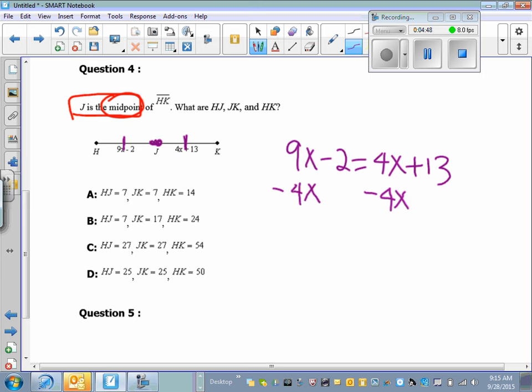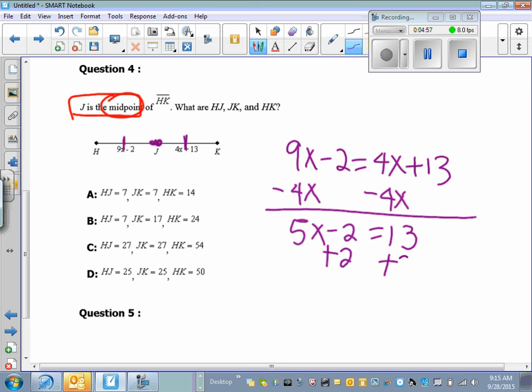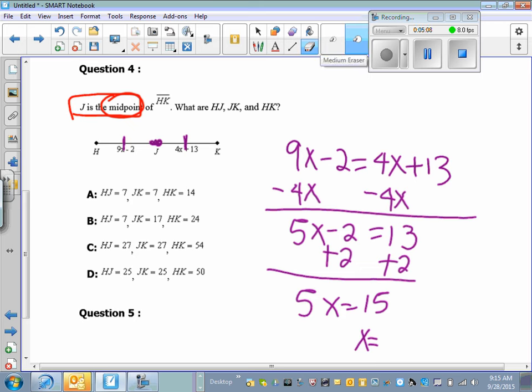Since both are on different sides of the equal sign, you have to do the opposite. So I do minus 4x from both sides, which gives me 5x minus 2 equals 13. Then I do plus 2, so 5x equals 15. Then you divide by 5, and x is going to be 3.